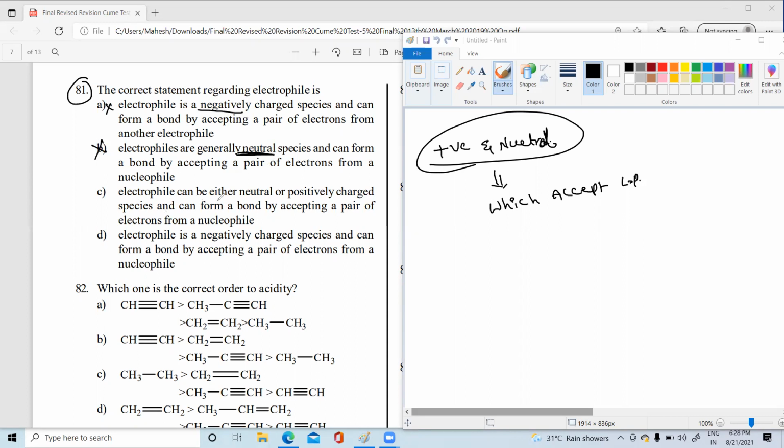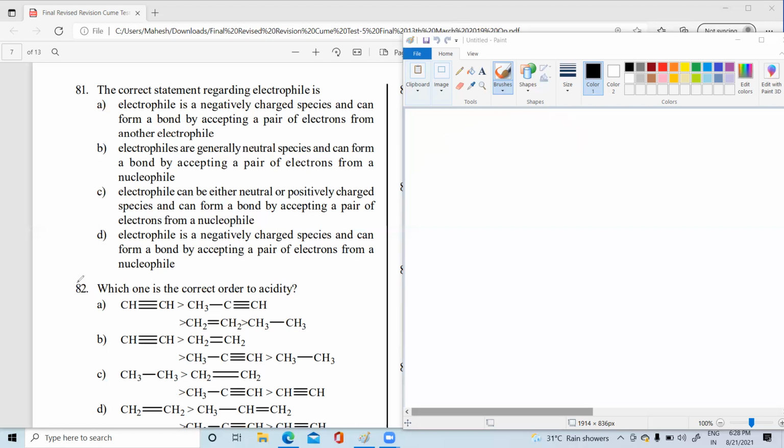And an electrophile can be either neutral or positively charged. This statement is correct, and it can form a bond by accepting a pair of electrons from the nucleophile. So this is the correct statement, students. And option D, you can check, says it is negatively charged, a wrong statement. So option C is correct.